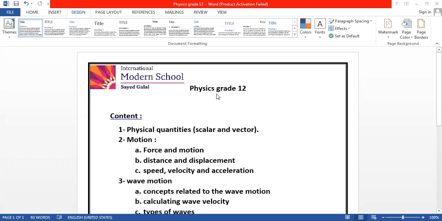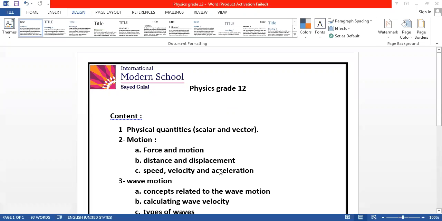It includes some chapters like force and motion, distance and displacement, speed, velocity, and acceleration. We're going to find out the relation between them and how to describe the motion. By knowing the distance and the time, we can describe the motion by knowing its speed and acceleration. Okay? The third unit will be about the wave motion.